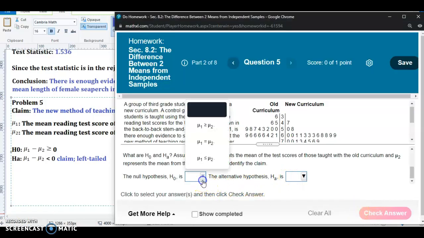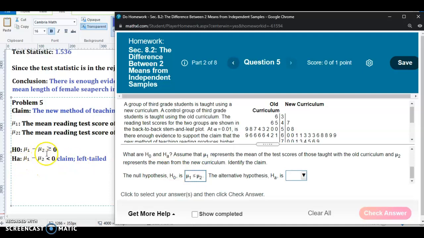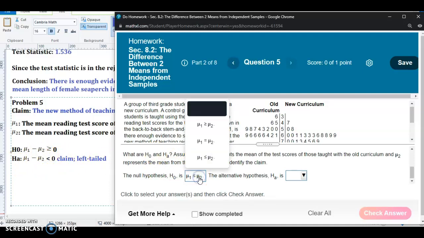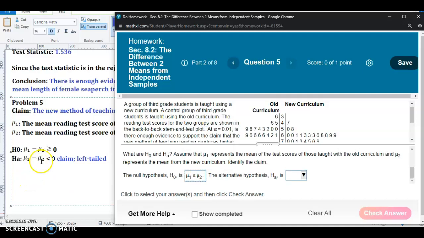The null hypothesis is that mu1 is greater than or equal to mu2. If the difference between the two means is greater than or equal to 0, that means the first mean must be greater than or equal to the second mean. Likewise, if the difference between the two means in the alternative is less than 0, it means that mu1 is less than mu2.